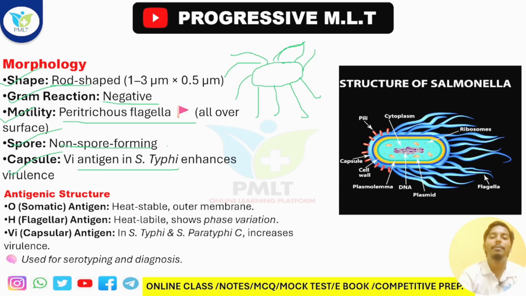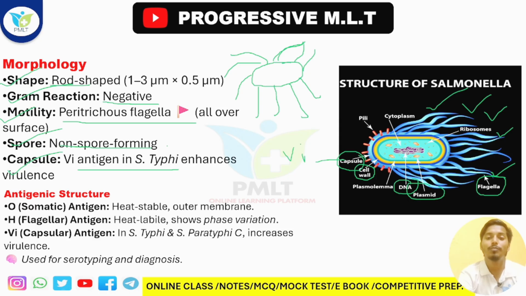Now if I come to the structure, see here, that is the basic structure. They are all flagella, present surrounding the bacteria. Then there should be the DNA, there should be the plasmid, the outermost layer is the cell wall, and the complete outermost layer is the capsule. Here the Vi capsule is most prominent.